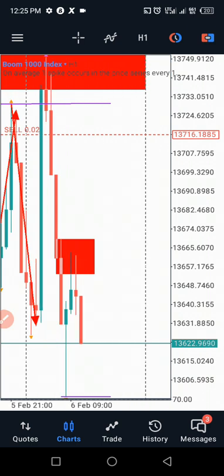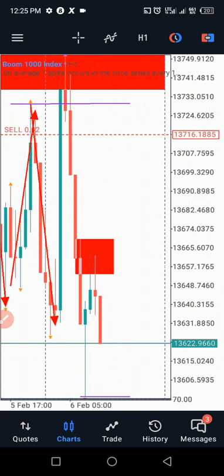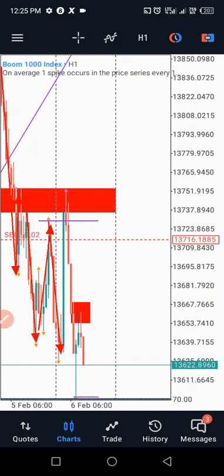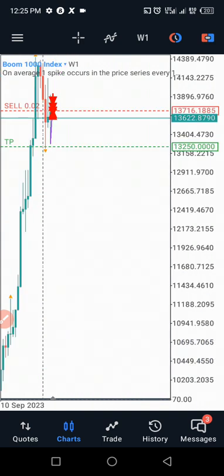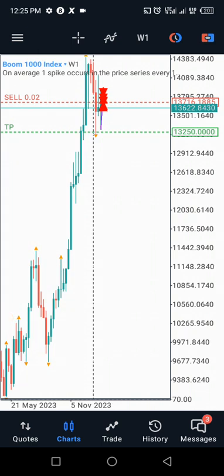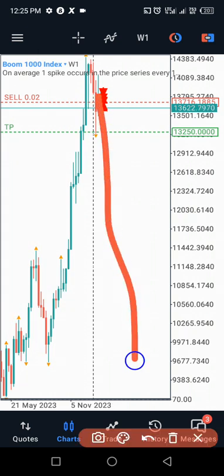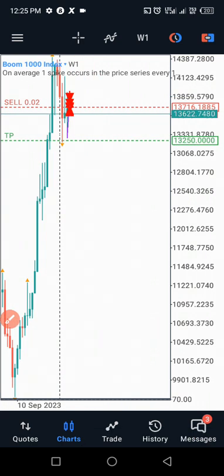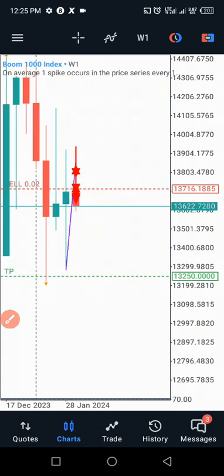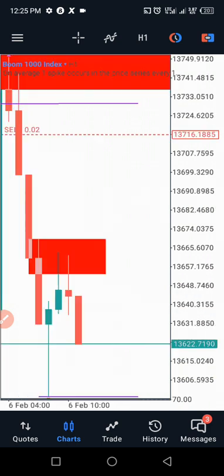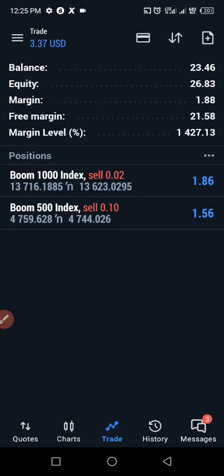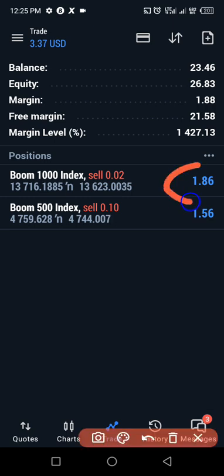Okay, market must retrace, so just wait for the next retracement level, and then when the market retraces you want to sell, because we still have a long way to sell. Look at, guys, we still have a long way to sell. So just wait for the market to retrace, don't be in a rush, don't be in a hurry, and definitely the market will retrace, and then you can take a sell. Okay, so that's for Boom 1000.